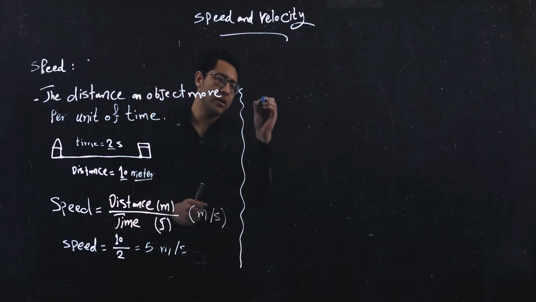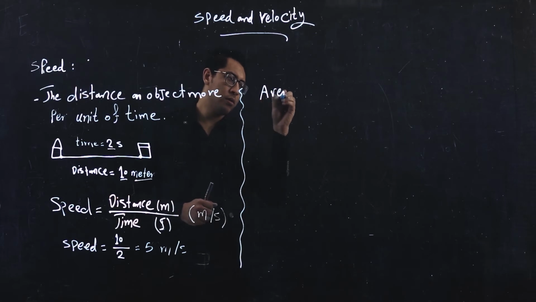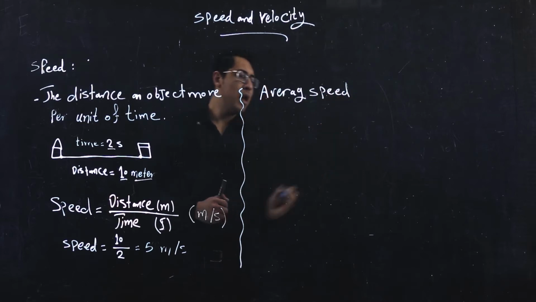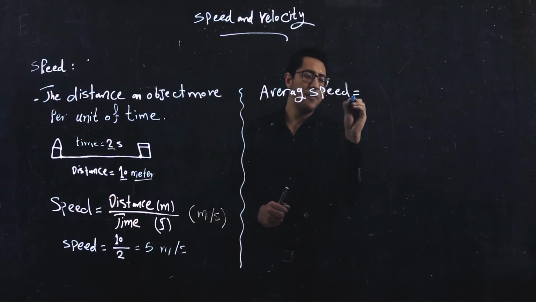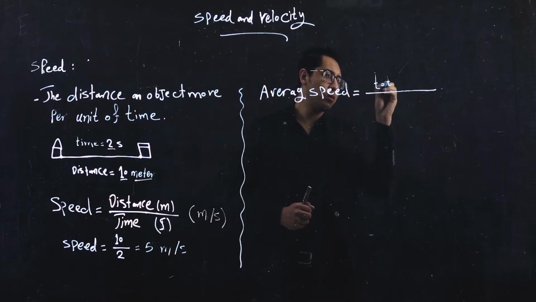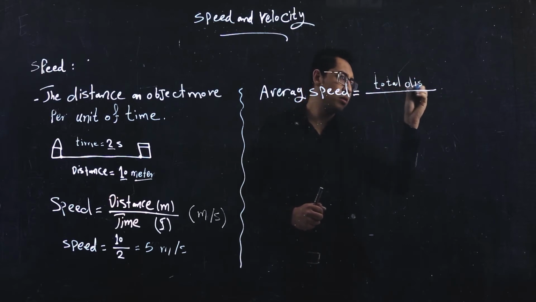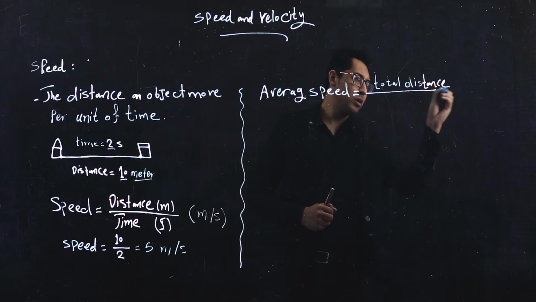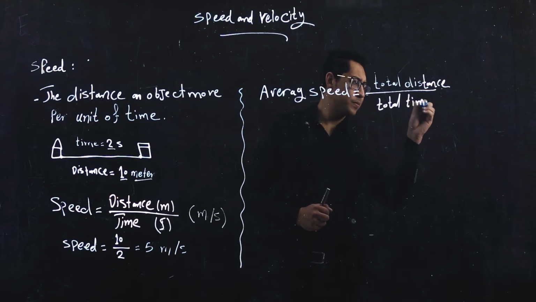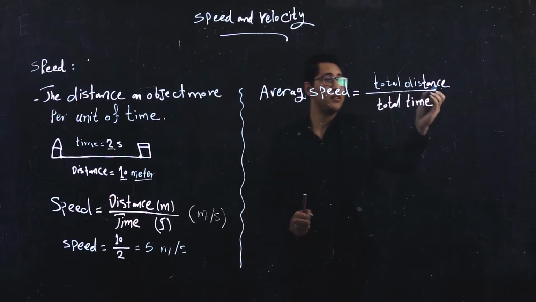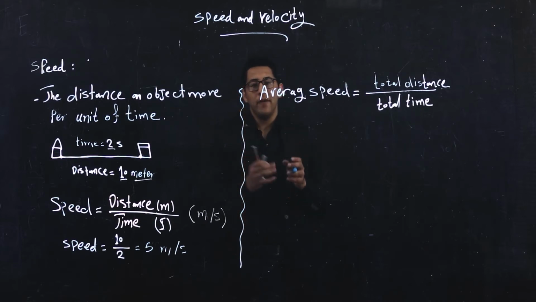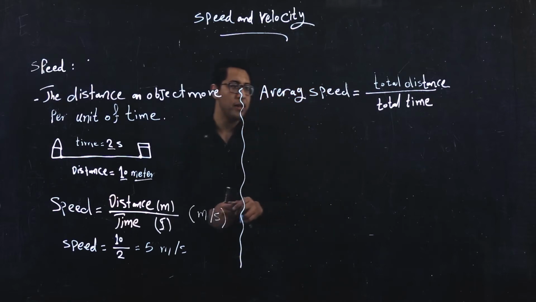The average speed. Average speed equals total distance divided by total time. What does that mean? It's the total distance divided by total time. Let's take an example to understand what I mean. How can I calculate the average speed?